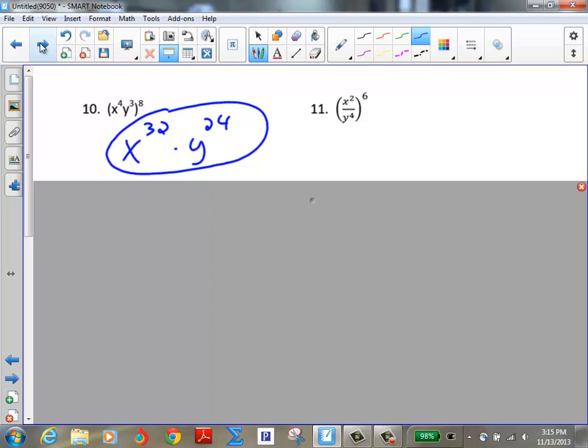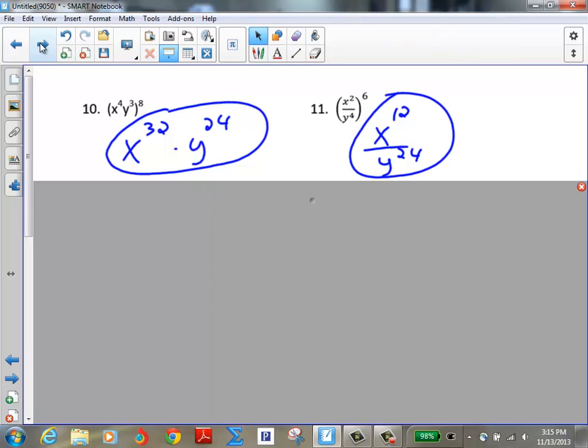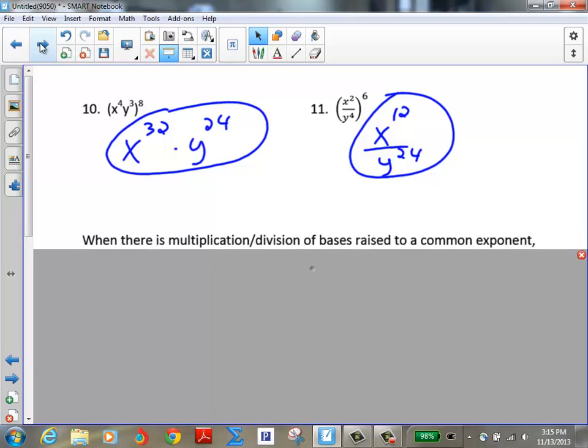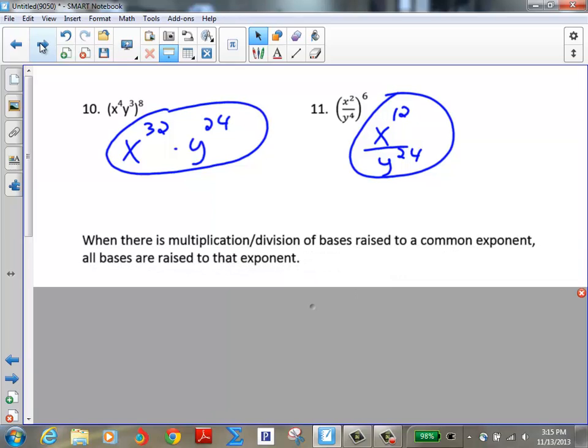In number 11, again, the raising to the 6th power is going to happen to both x squared and y to the 4th. We multiply the exponents. So we get x to the 12th over y to the 24th. And here is our rule. When there's multiplication or division of bases raised to a common exponent, all bases are going to get raised to that exponent.